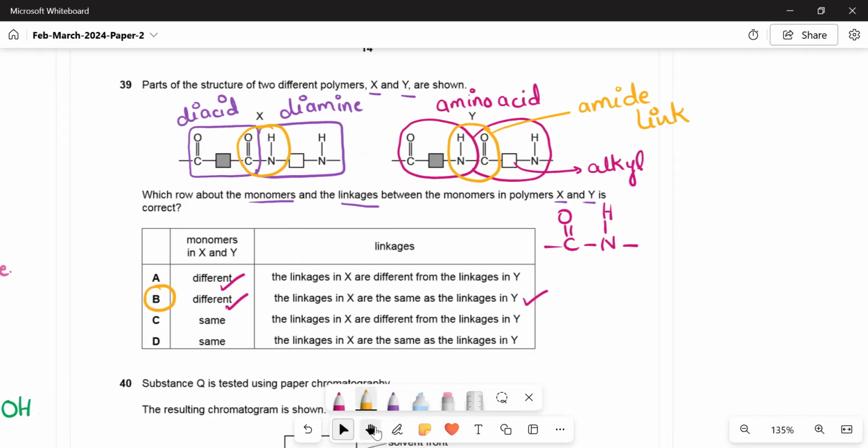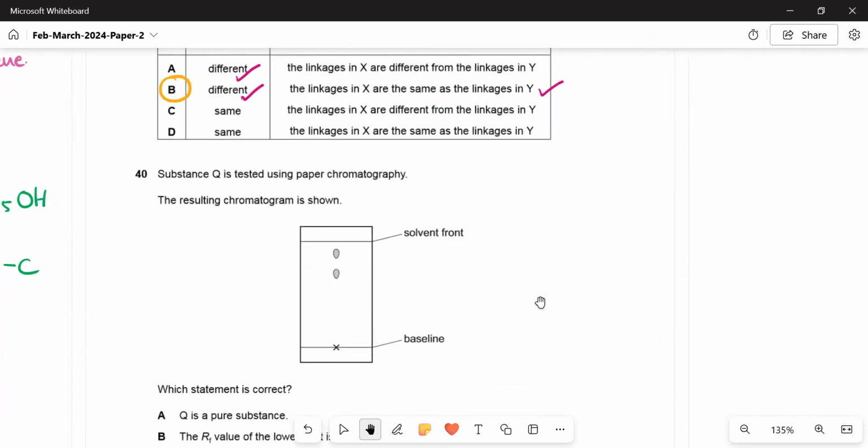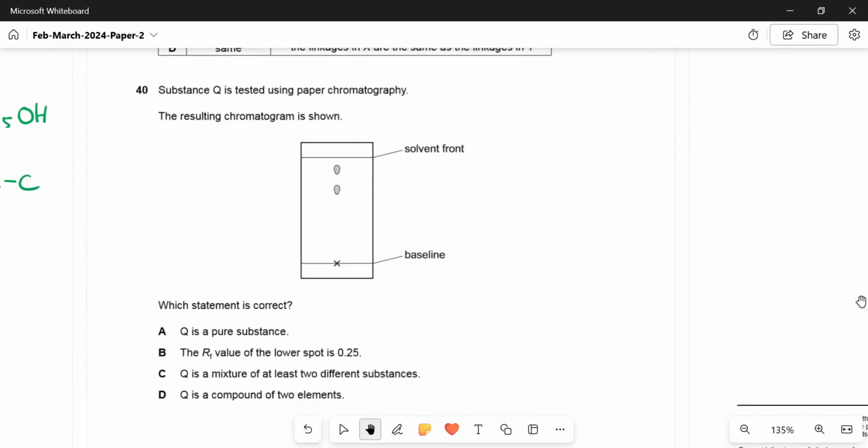Now we have the last question. Substance Q is tested using paper chromatography. The resulting chromatogram is shown. As you can see, there are the baseline and the solvent front, and there are two spots. Which statement is correct?